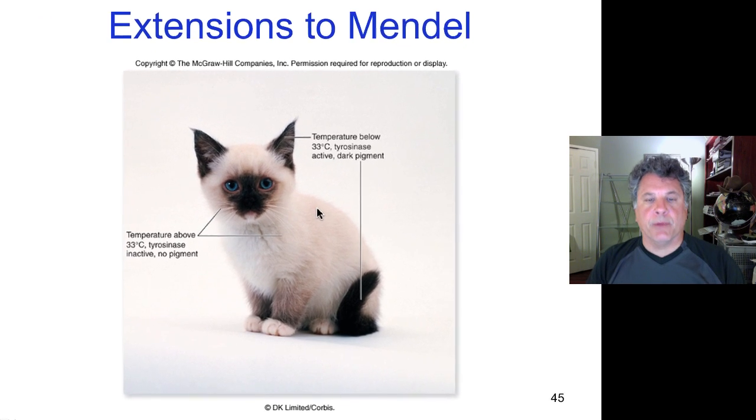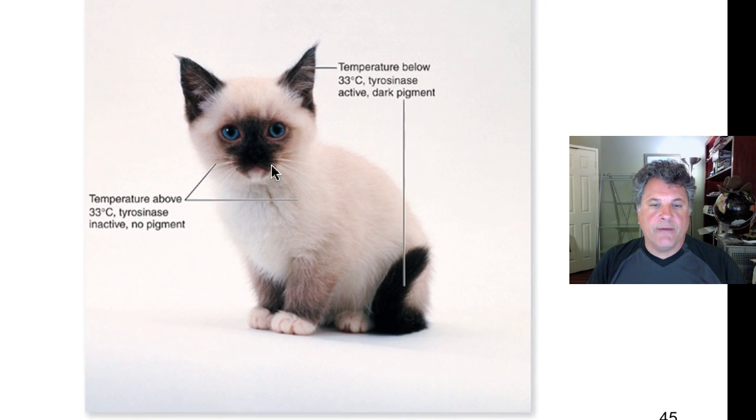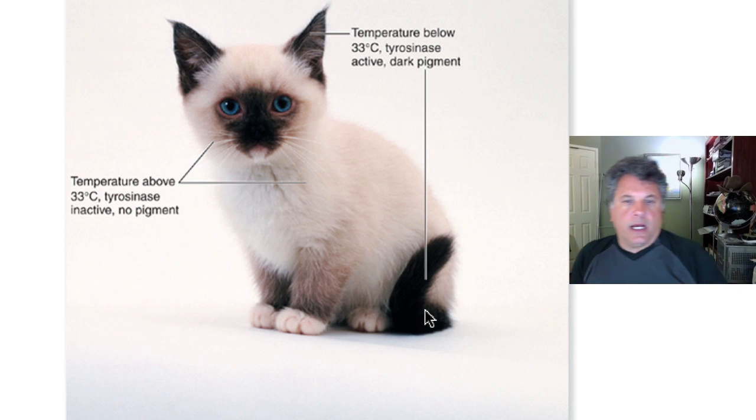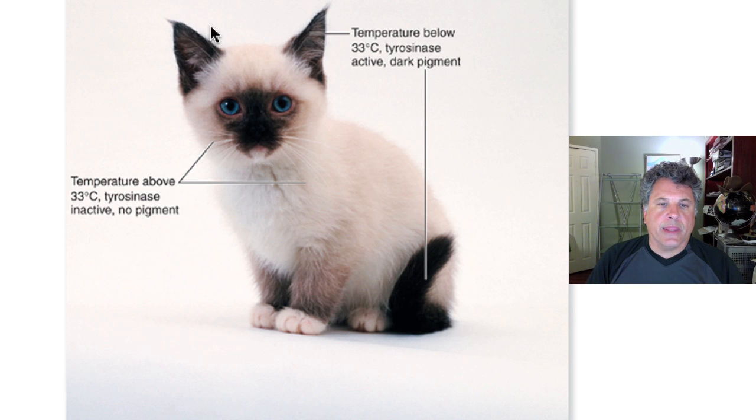And here's another example of that. In Siamese cats, the fur grows in dark. There's dark pigmentation in cooler areas of the animal. These are the peripheral parts of the animal where blood flow is reduced, and therefore there's a lower temperature there. And in that case, the environment is such that the tyrosinase enzyme is active, and we get a dark pigment. But temperatures above 33 degrees centigrade, that is the core body areas, yield inactive tyrosinase, and no pigment is produced there. So we have dark pigmentation at the extremities.